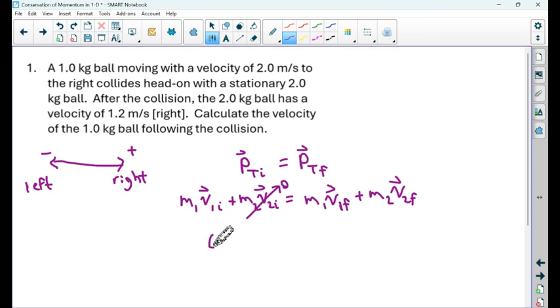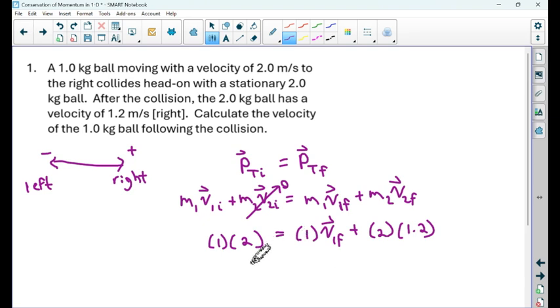The mass of ball 1 is 1. The velocity of ball 1 is 2. And it's to the east, so I'm going to write it as a positive. The mass of ball 1, again, is 1. The final velocity of ball 1, we don't know. That's what we want to find. The mass of ball 2 is 2 kilograms. And the final velocity of ball 2 is 1.2 meters per second to the right. So again, I'll put it as a positive number because it's to the right.